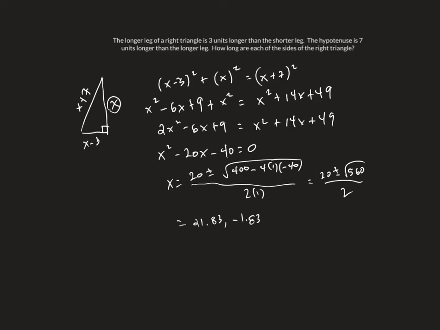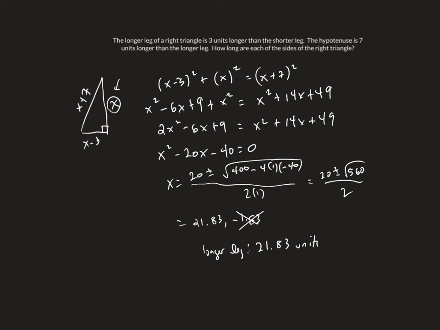Now, this is a problem in which you're talking about a length. Remember, x was the side of a triangle. There's no way you can have a negative length. So this negative 1.83 is irrelevant. It doesn't relate to the problem. The 21.83, though, is the length of my longer leg. So my longer leg is 21.83 units, and I probably should have put centimeters or something in the problem, but I didn't.